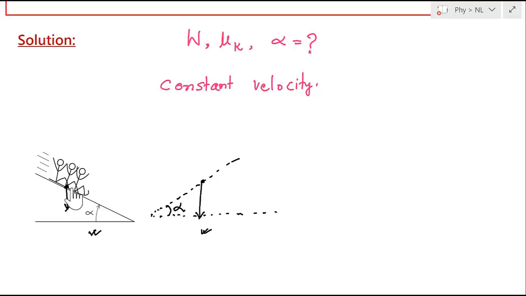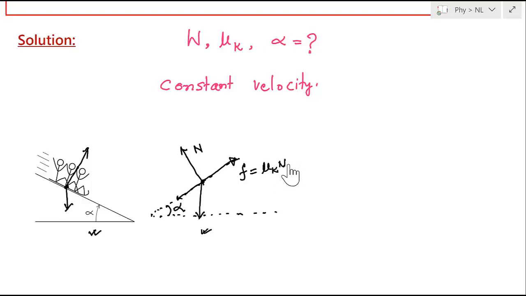Now what are the other forces? One force is the normal reaction. So normal reaction will act in this direction. Any other force? This is trying to move in the downward direction with a constant velocity. So this surface will try to oppose this motion. To oppose this motion, the surface will apply a friction force that will act in the upward direction. And this friction force is F, and this will be mu k times N.